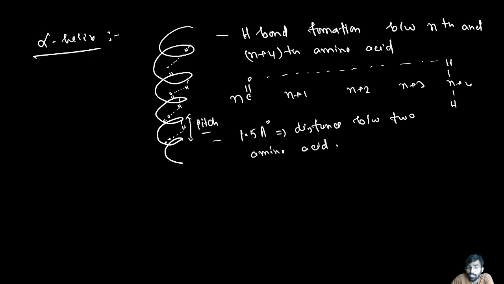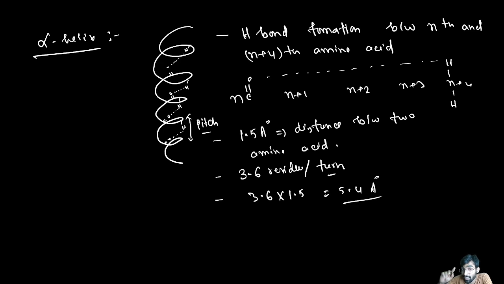In a particular turn, there are 3.6 residues per turn. That means one turn is 3.6 times 1.5, that is 5.4 Angstrom. The distance between two turns is 5.4 Angstrom, right? And many more things are yet to come.